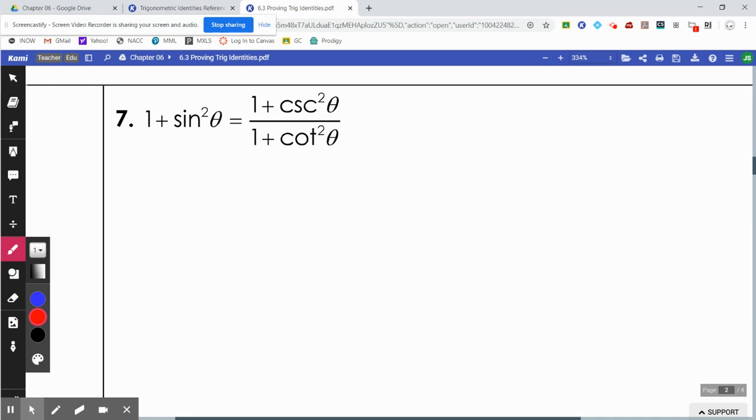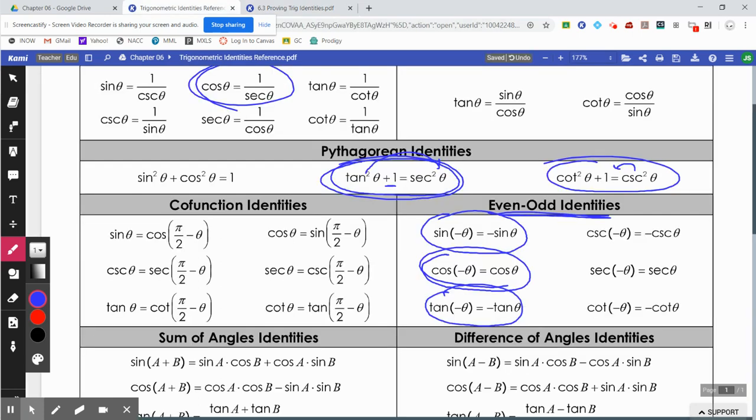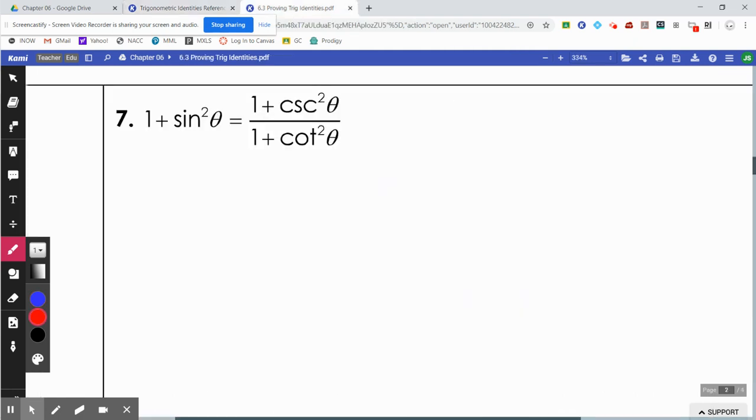Well, what about 1 plus cotangent squared on the bottom? 1 plus cotangent squared, yes, right here. 1 plus cotangent squared is equal to cosecant squared. So let's take the bottom and replace it. I'm going to leave the top the same. Let's take the 1 plus cotangent squared on bottom and replace it with cosecant squared.